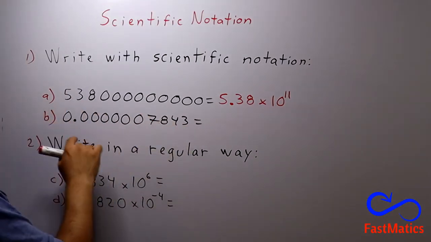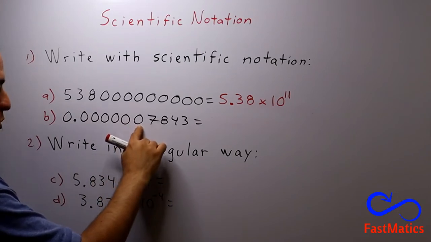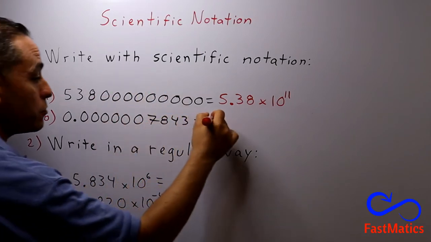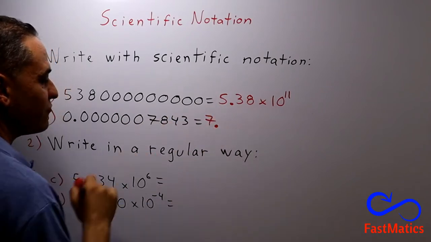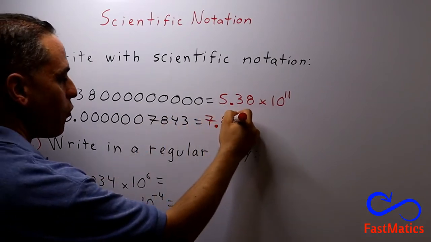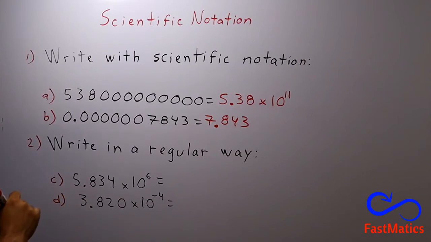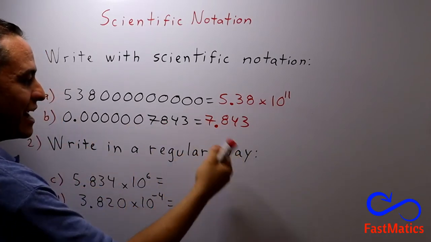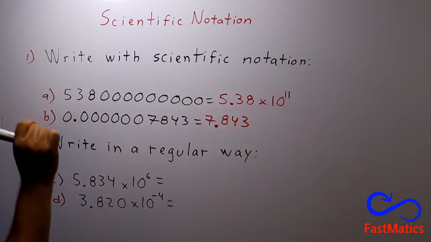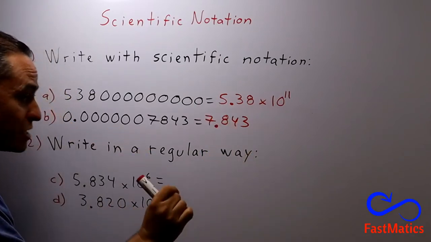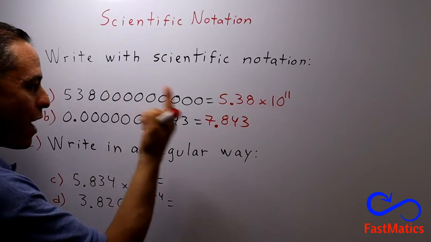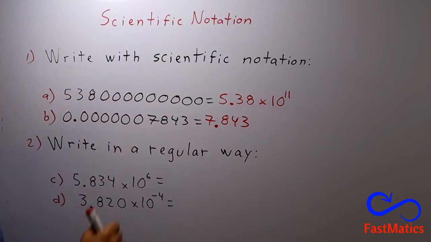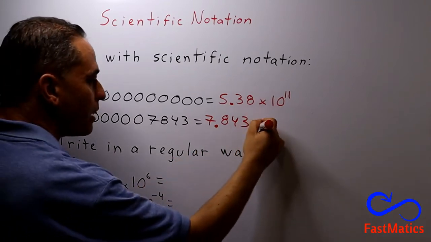Here the same. Zeros are not important. When you find a number that is not 0, you write it, the decimal point after that, and 8, 4, 3 after that. It is important to say that if you write two numbers and after that the decimal point, it is not scientific notation. It is very important. Only one number and after that the decimal point. Very, very important.